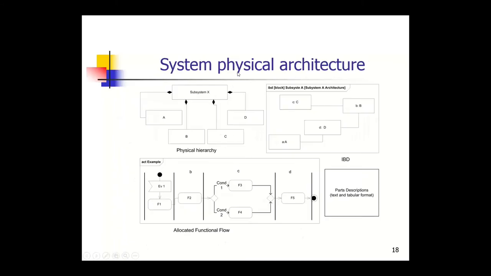The second group of artifacts is the physical architecture. We have subsystems, we have internal block diagrams for each subsystem, and we have allocated functional flows. When we have the function allocated, like here, we are using in SysML allocation by usage, function F2 is allocated to part B, okay? And we have also merge, decisions, whatever. Parallel, join, forks, join, etc.